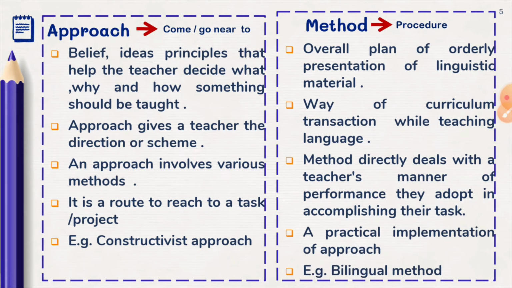The bilingual method, as we know, is a method of teaching where, in order to learn the language, a teacher takes the help of two languages. One language is the target language which you are going to teach. So in order to teach your target language, when the teacher takes the help of the mother tongue, that is called the bilingual method of teaching. Okay, I hope the meaning of approach and method is clear to you.